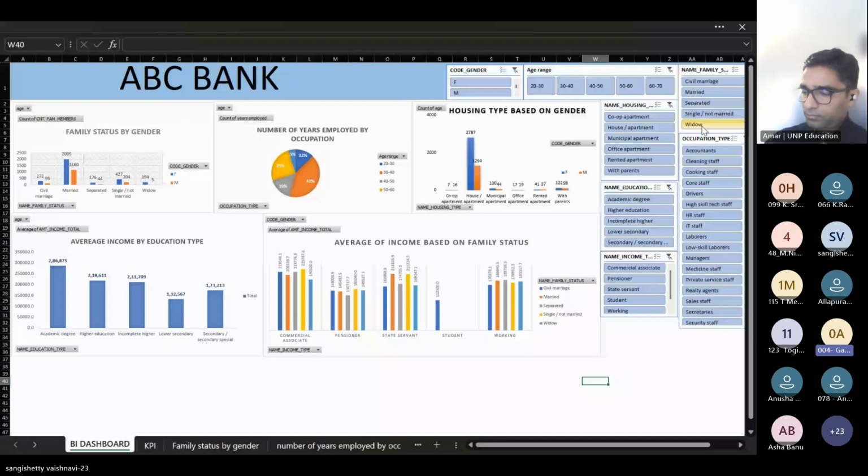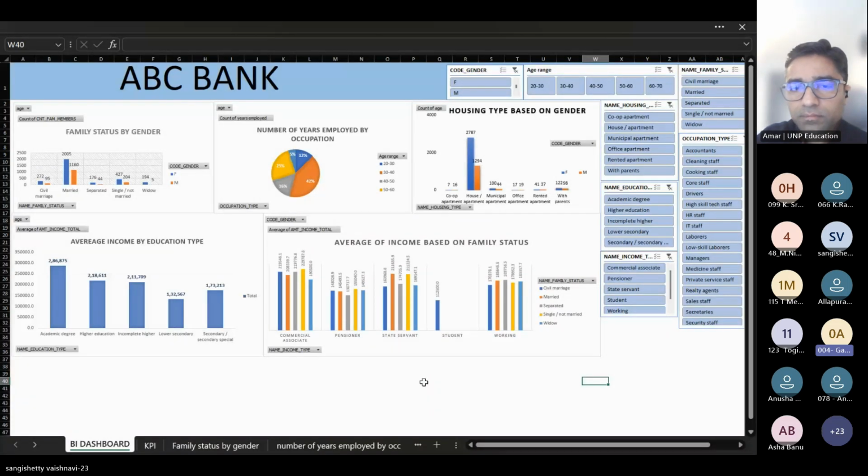The first one is family status by gender. The second one is the number of years employed by occupation. The third one is housing type based on gender. The fourth one is average income by education type. And the fifth one is average income based on family status.